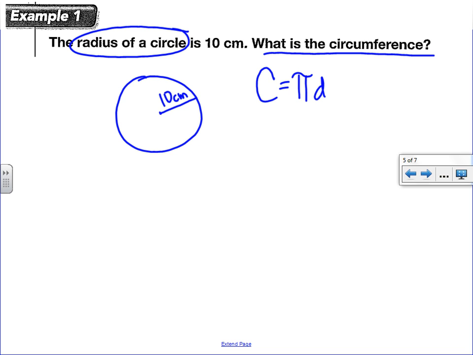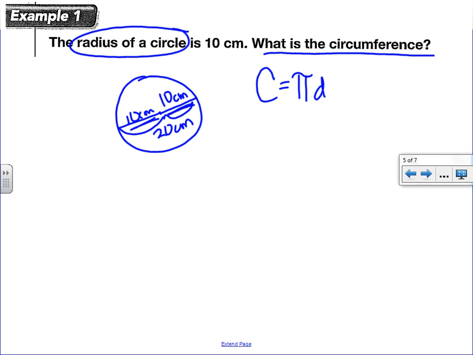Before we can find the circumference, we need to find the diameter, because right now all we have is the radius. Remember from the first slide that I showed you that the radius is half the diameter. So 2 times the radius would give us the diameter. So if this distance is 10, this distance is also 10 centimeters, which means that our diameter is 20 centimeters.